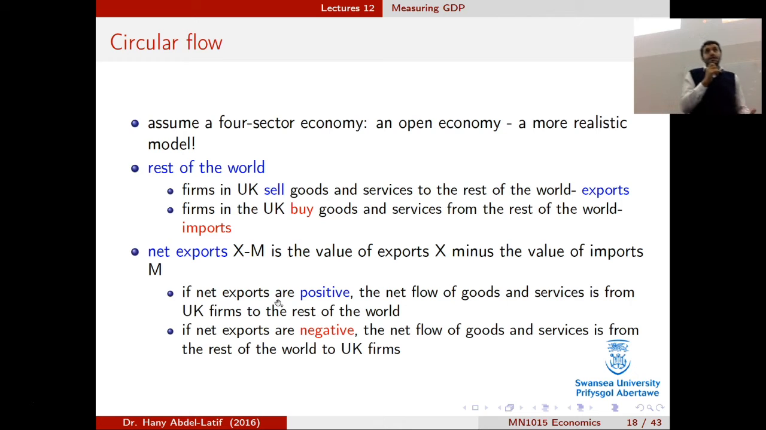So what we look at is the net exports, which is X minus M, exports minus imports. If the net export is positive, that means you export more than you import. If the net export is negative, that means we import more than we export. So that's how we deal with the outside world: export and import, and we look at the net export, which is X minus M.